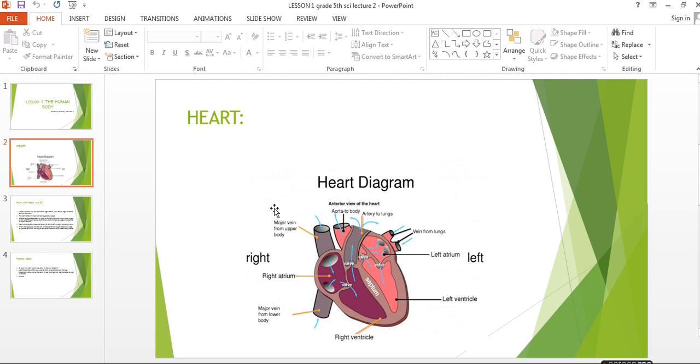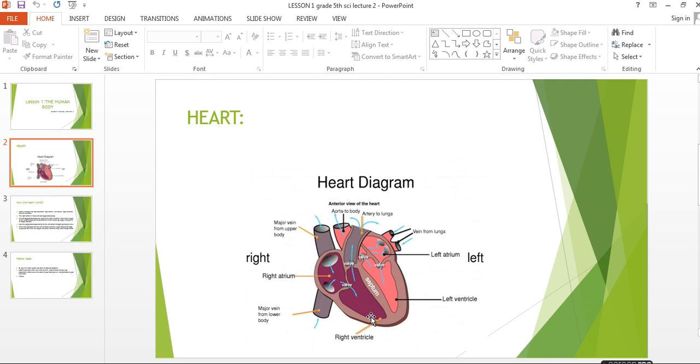So the deoxygenated blood is collected in the right atrium, and it comes through the superior vena cava and the inferior vena cava. Now the deoxygenated blood is present in the right atrium, then it goes to the right ventricle. From the right ventricle it goes to the lungs where it receives oxygen. How will it go to the lung? It will go to the lung through arteries.